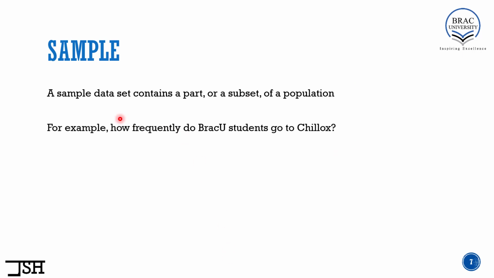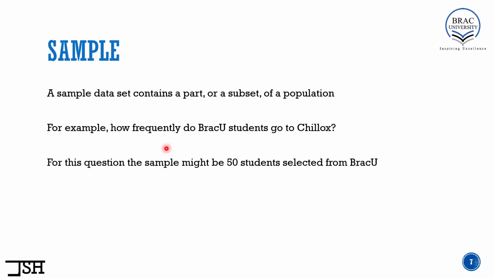For example, how frequently do BRACU students go to Chilox? Again, the same research question. So for this study, what can be a possible sample that we can work on? Now there are thousands of BRACU students, right? So the population is really big. Now rather than sending out the survey to every single BRACU student, what can we do here? Here we can select only 50 students from the whole population. So rather than sending out the survey to all the BRACU students, we select only 50 students among them. And in that case, this group of 50 students will be called a sample. So again, this sample is a subsection or a subset of the whole population.